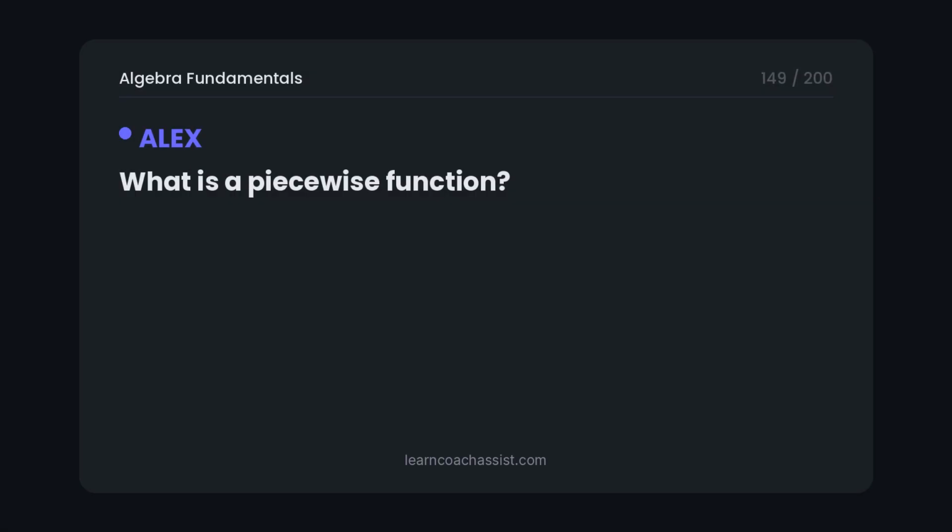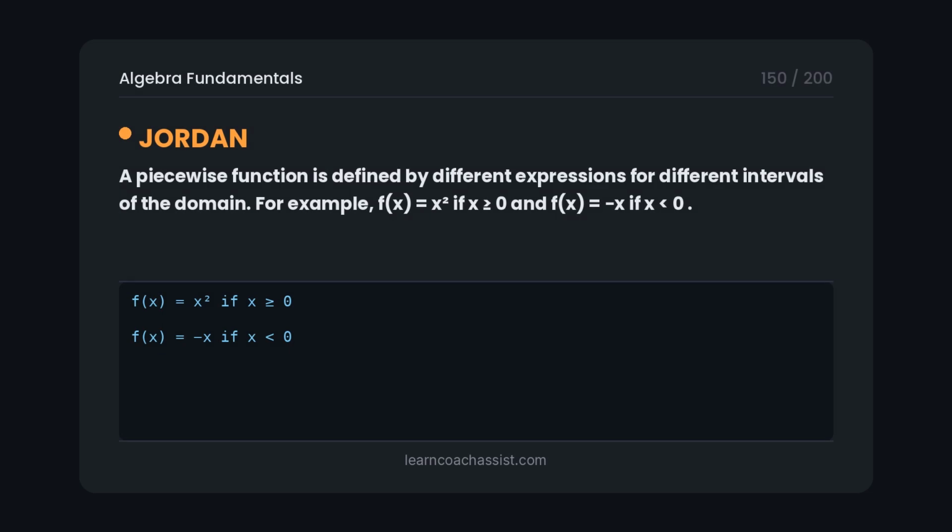What is a piecewise function? A piecewise function is defined by different expressions for different intervals of the domain. For example, f(x) equals x squared if x is greater than or equal to 0, and f(x) equals minus x if x is less than 0.